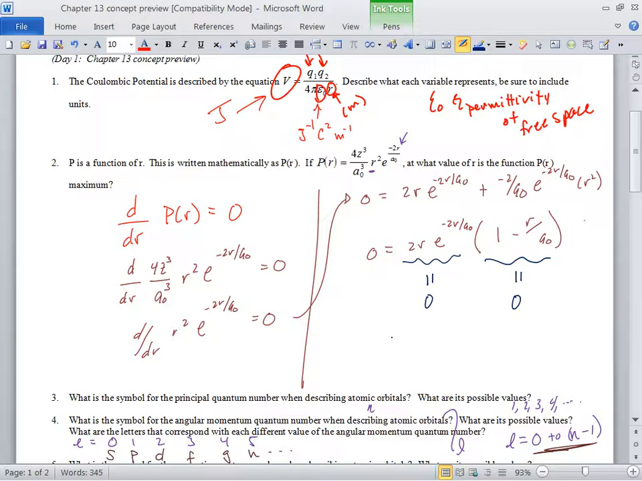Right. So r equals 0 is one answer. And here, isn't it just a naught? It's not negative a naught. I just see a naught. So that's the other answer. The negatives will cancel out on you.